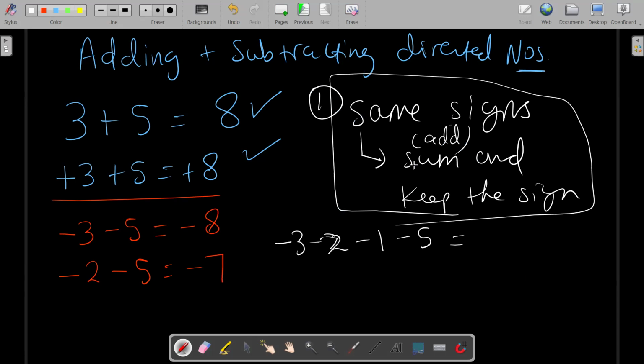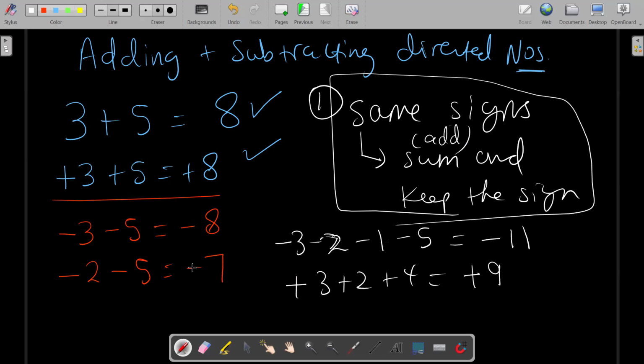So you see everything carrying the same sign. So the simple law is here what? Sum and keep the same sign. So 3 and 2 is 5, and 1 is 6, and 5 is 11. So you have negative 11 here, right? Now, same thing with addition. If you have plus 3, plus 2, plus 4, same signs, everything is carrying a positive here. So we add and keep the same sign. So 4 plus 2 is 6, plus 3 is 9. Positive 9 is the answer here, right?